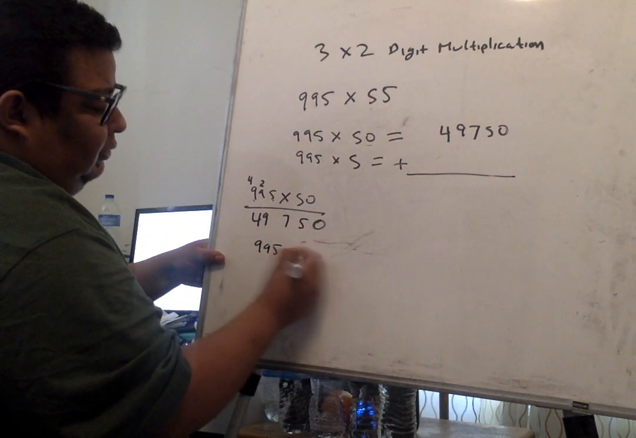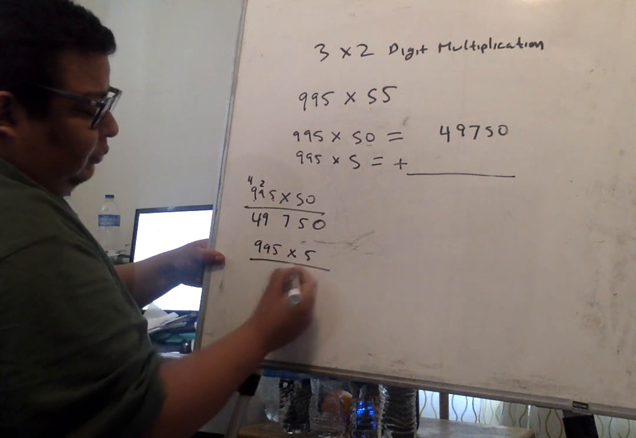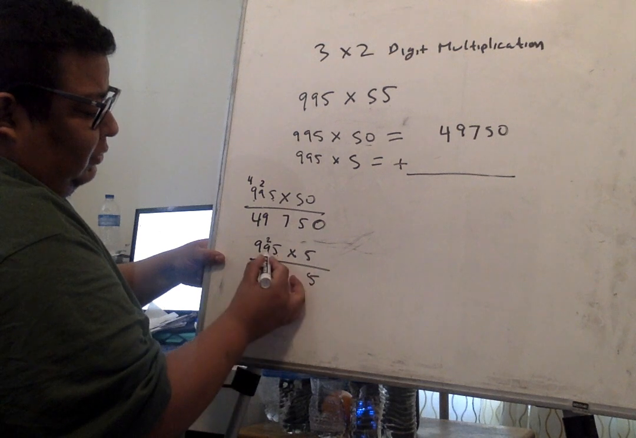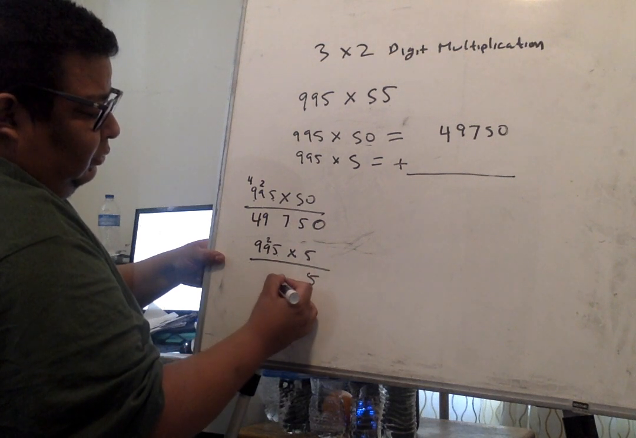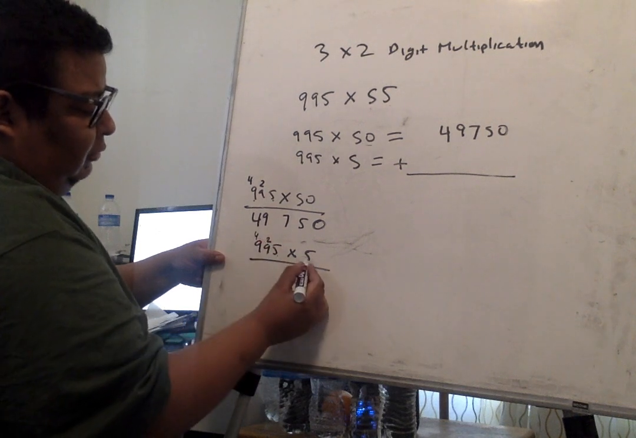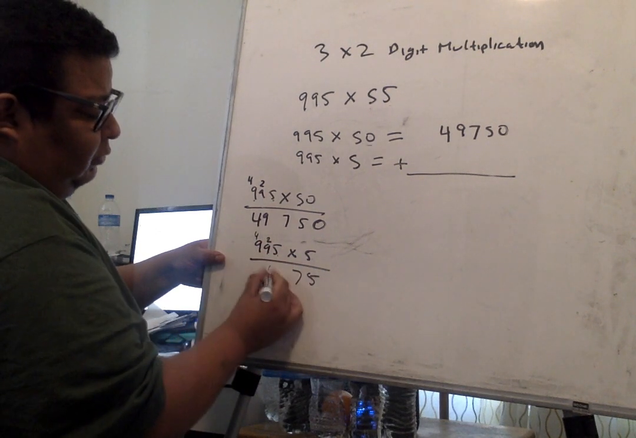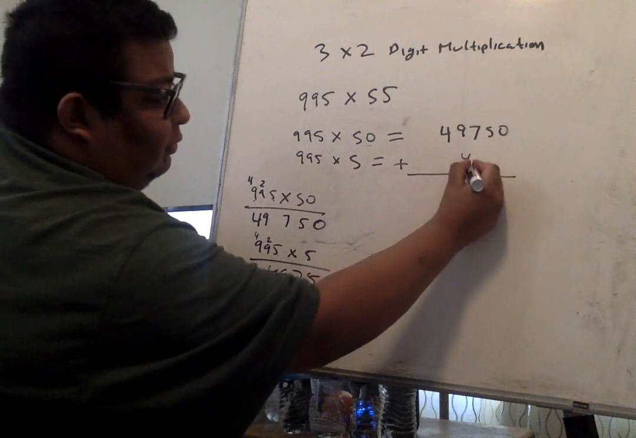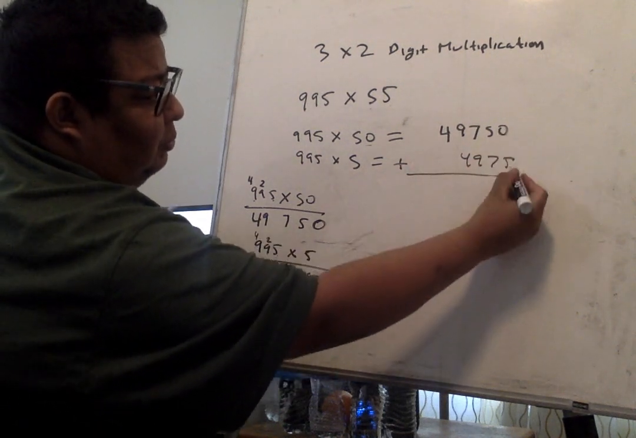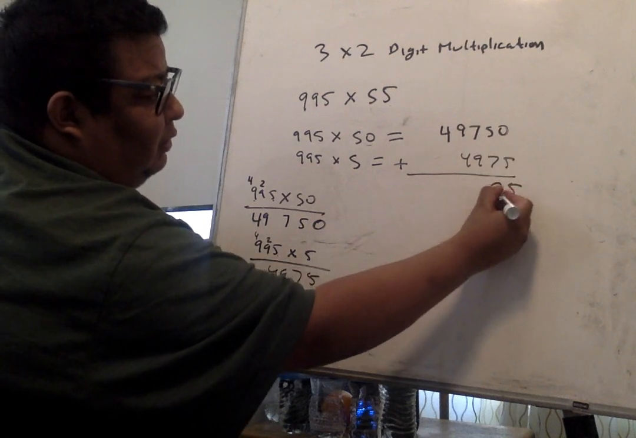995 times 5. 5 times 5, 25, goes 2. 5 times 9, 45 plus 2, 47, goes 4. 5 times 9, 45 plus 4, 49. So you get 4975. Now the results you add them, so 0 plus 5, 5, 7 plus 5, 12, goes 1.